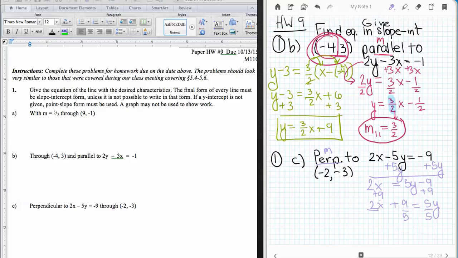And now I can see what my slope is. My slope is my numeric coefficient of x. So again, this is my slope. Now this time I need the perpendicular slope. So I need perpendicular. So that means I have to think about what does it mean to have perpendicular slope. And I remember that perpendicular slope is a negative reciprocal. So I'm going to take the negative of that. So that's a positive. So the negative of that would be negative. And then the reciprocal means flip the fraction over. So that's 5/2.